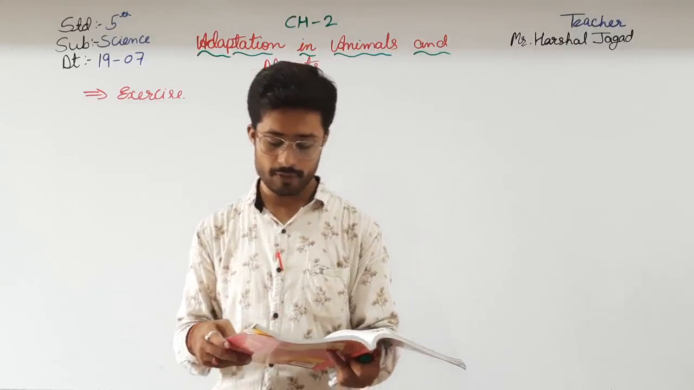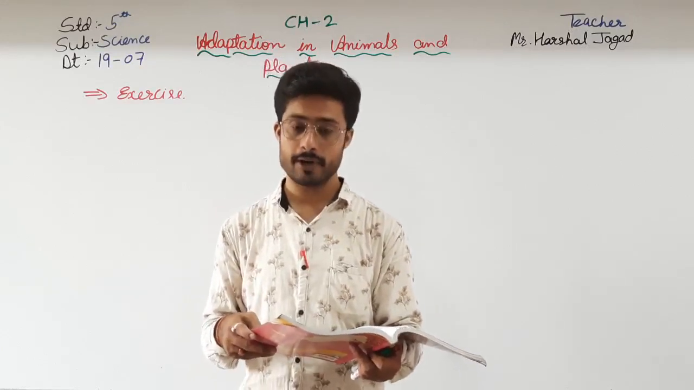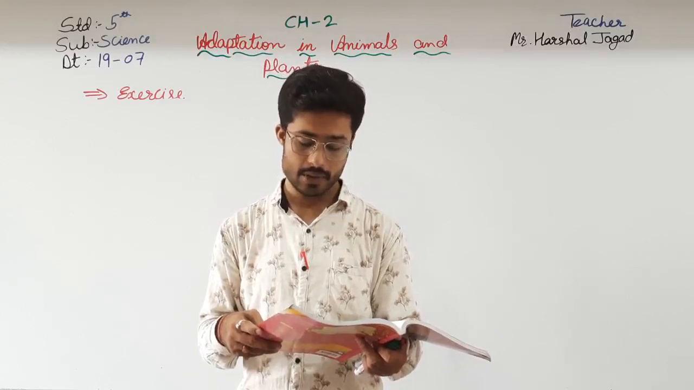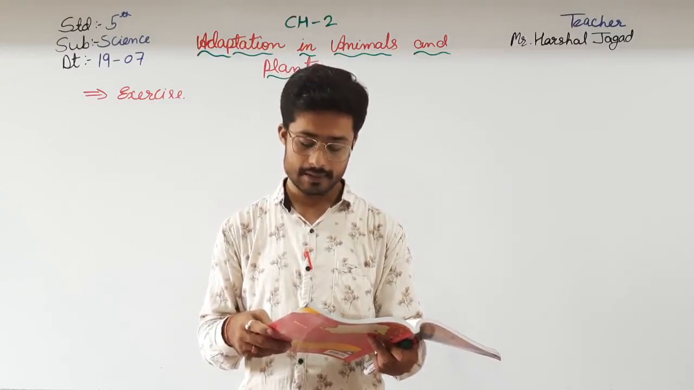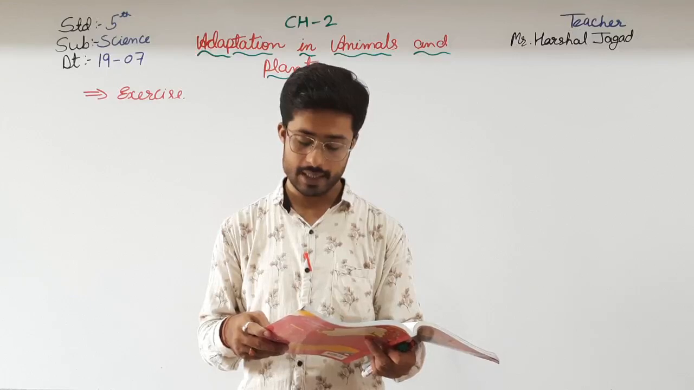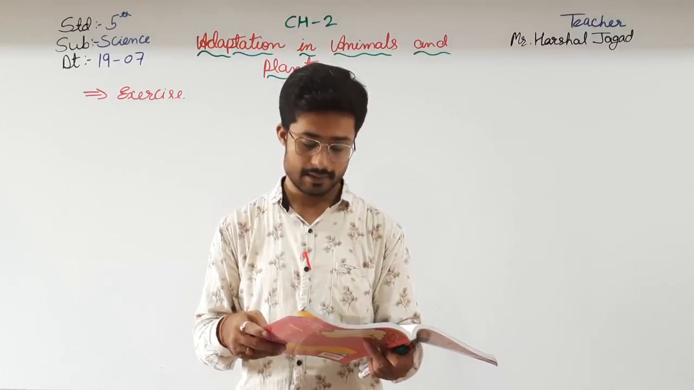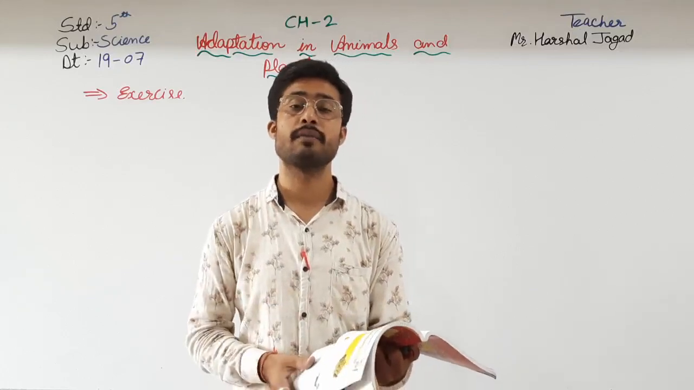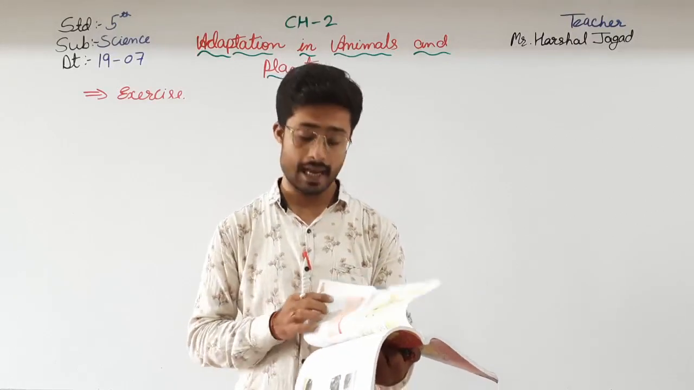Then camouflage: the stoat is usually reddish brown in color, but in the northern latitudes where it is snowy during winter, the stoat has a snowy white fur coat that blends with the background. This is called camouflage, a type of adaptation. So here are some of the protective features of the animals.